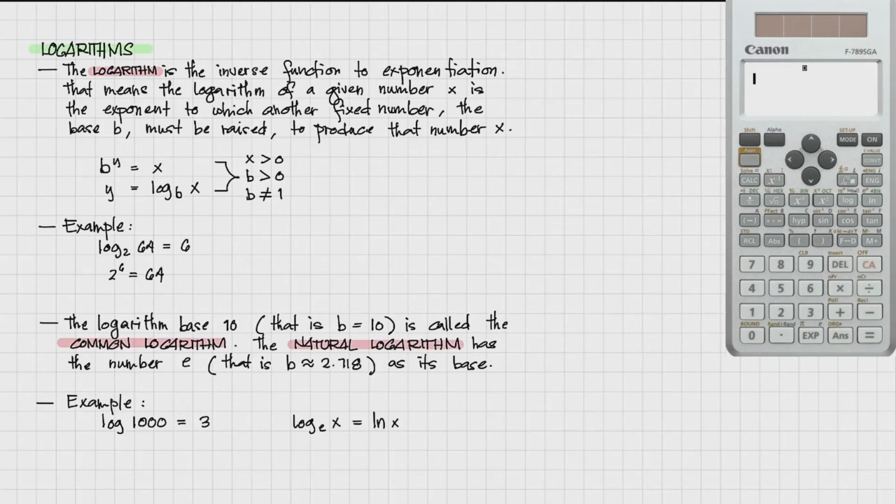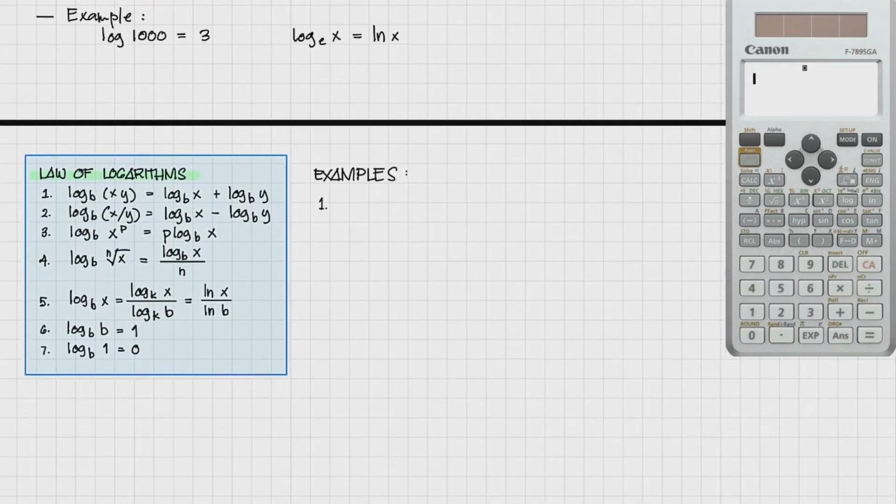So the logarithm base 10, that is b equal to 10, is called the common logarithm. We also have the natural logarithm, that has the number e, approximately equal to 2.718, as its base. So an example of this one is log of 1000 base 10 is equal to 3. And then we have here log of x base e is equal to ln x. Right. Okay, so we'll proceed with the laws governing logarithms.